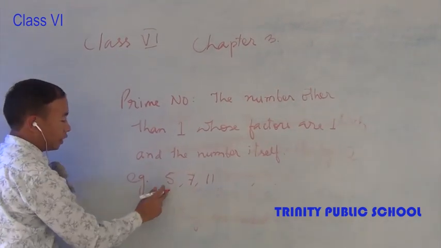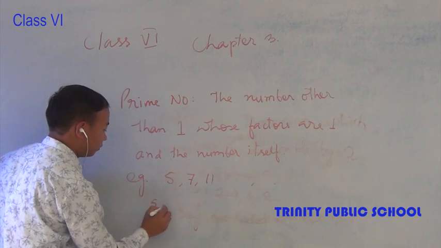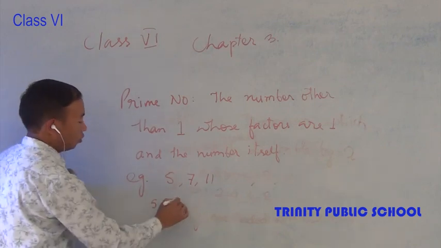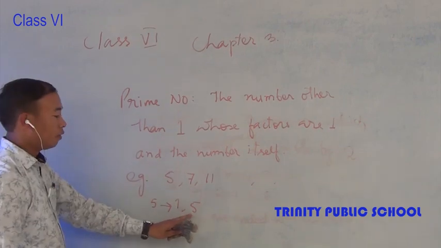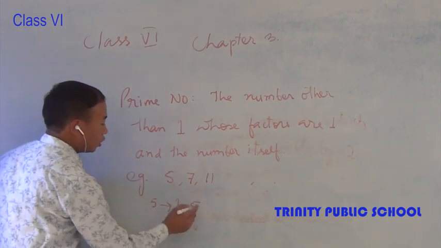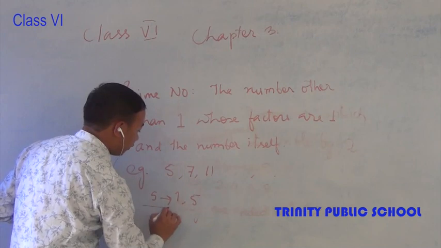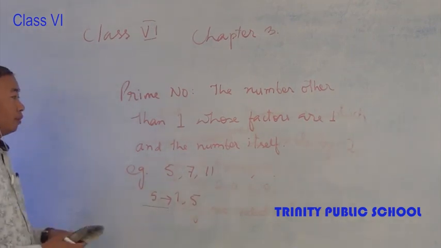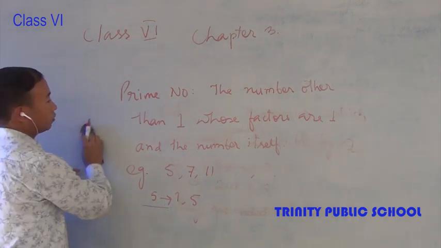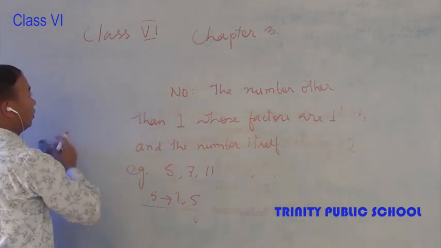Let's see the factors of 5. What are the factors of 5? 1 and 5. There are only 2 factors, 1 and 5. So we can call 5 a prime number. 7 and 11 are also called prime numbers. Next one, composite number.